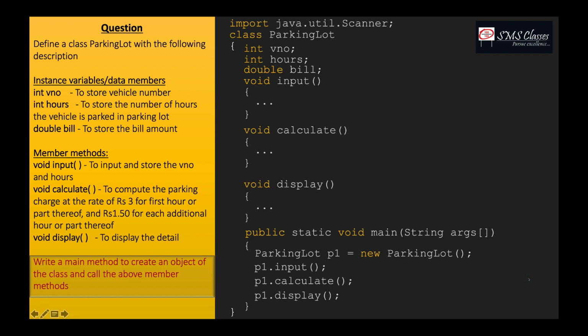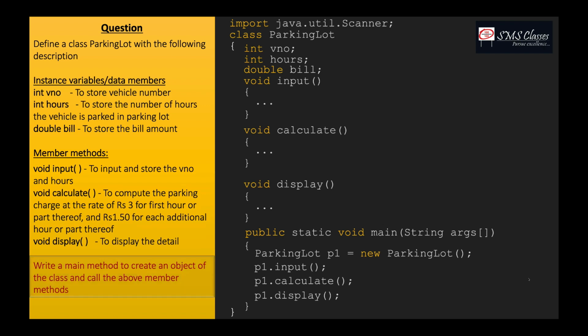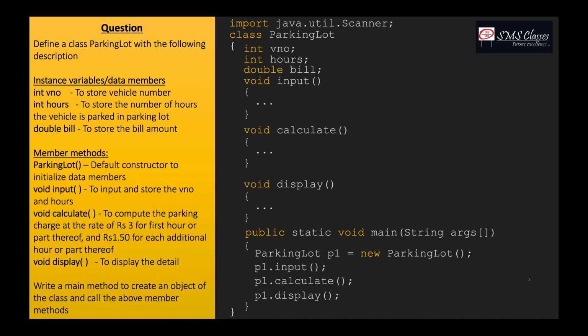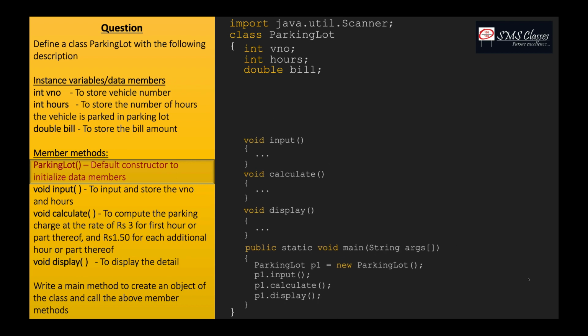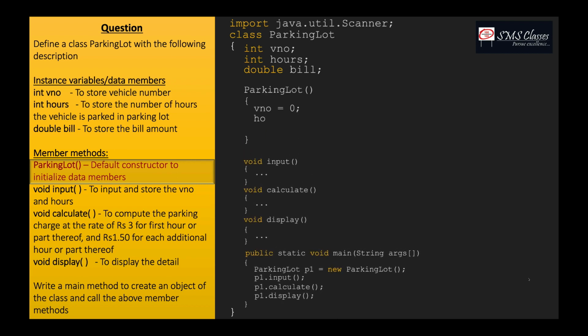Now I'll introduce some more variants in this program. What they typically ask, like default constructor, parameterized constructor, etc. So first let us learn the default constructor. A default constructor to initialize the data members. The constructor should have the same name as the class, ParkingLot, and no return type, and it initializes the data members. That's it. The rest of the program remains the same.